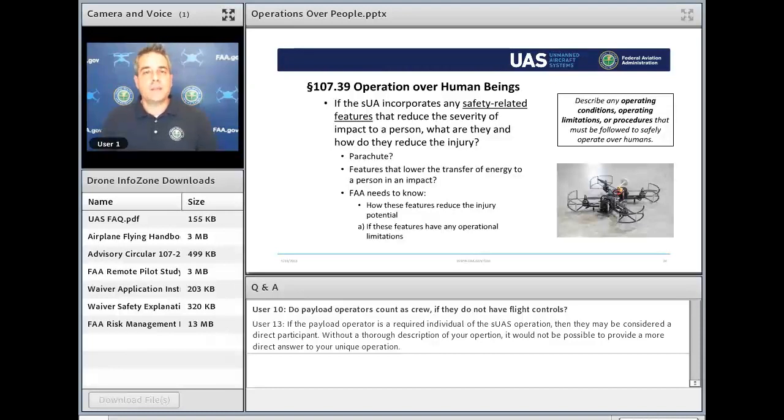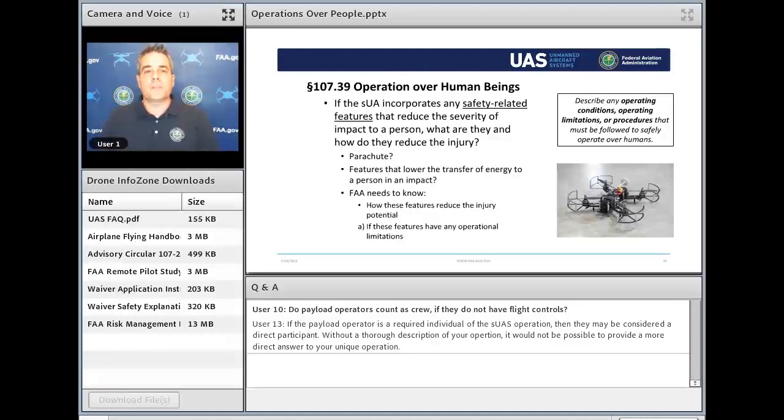Parachute seems to be the answer a lot of people like to provide. And while that's definitely one mitigation, it isn't exactly the answer for every situation, because parachutes have different operating parameters associated with them. Some people provide that your unmanned aircraft has features on it that would limit the transfer of energy to a human upon impact. Think frangible. The unmanned aircraft would break apart rather than transferring that energy directly to the human.